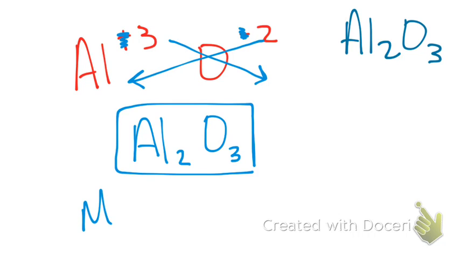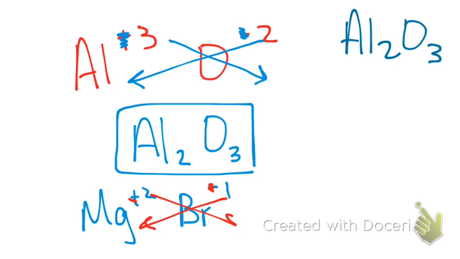If we had Mg plus 2, Br minus 1, and I use the crisscross method there, I'm going to ignore the plus minus. That leaves me with MgBr2. And if there's a 1 there, we just leave it off. So it still works. You can just leave the 1 off. Makes it a little bit easier.